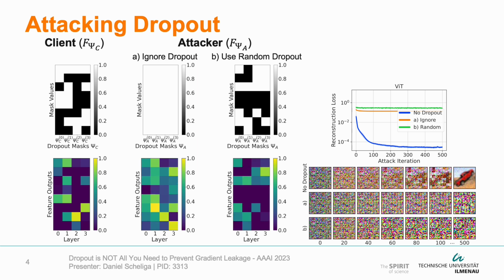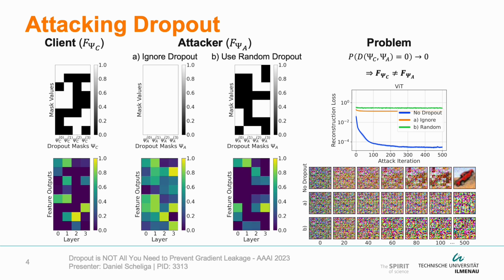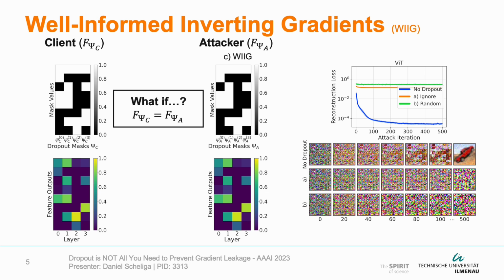Now, in both cases, there's one major problem. The dropout masks of the client and the attacker are different, and it is extremely unlikely that they will actually be the same at any point during the attack optimization process. Hence, the attacker is forced to base the attack optimization on a model realization f-psi that is different from the realization f-psi of the client. This in turn causes a mismatch between the calculated dummy and the client features, as well as the resulting dummy and client gradients.